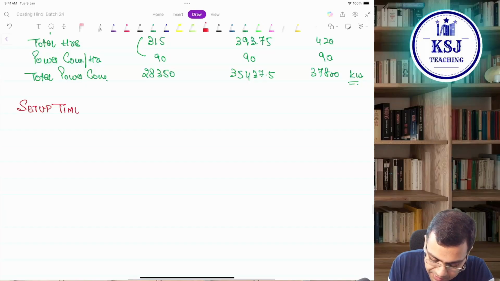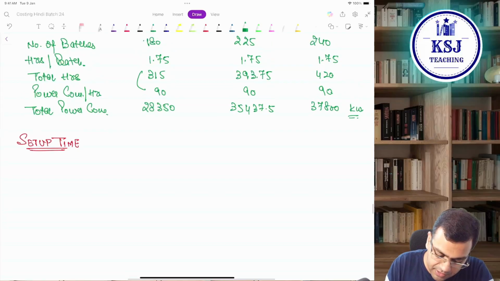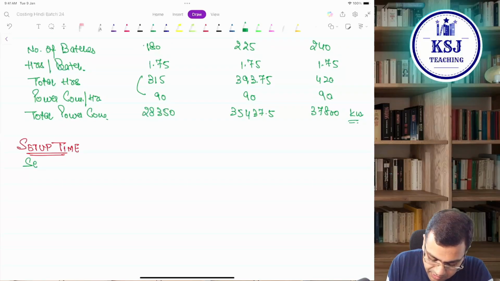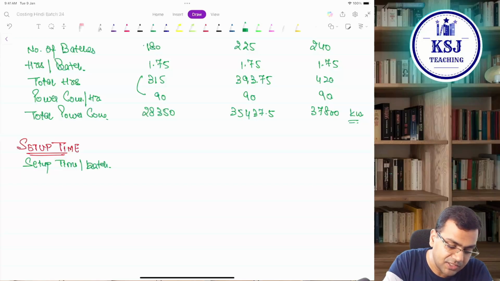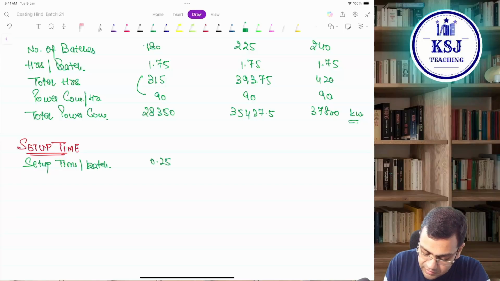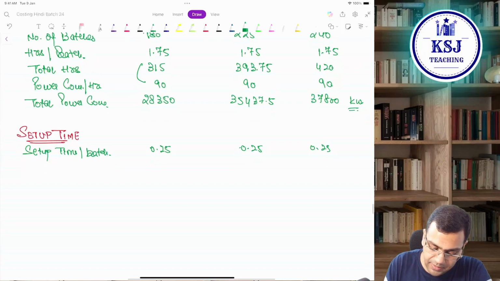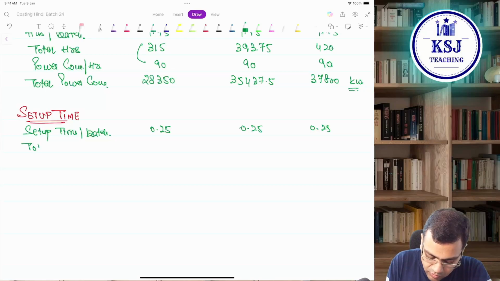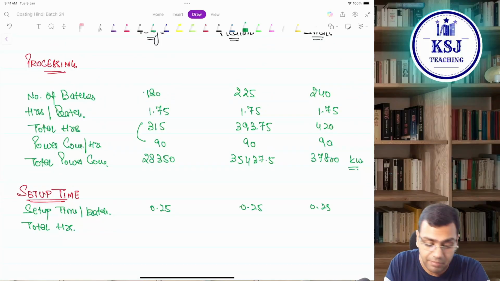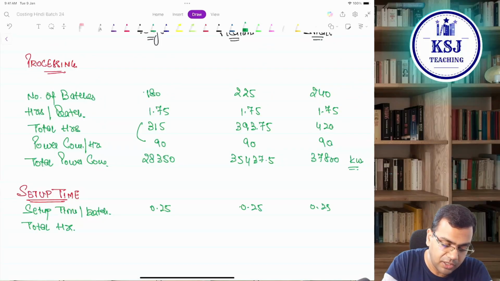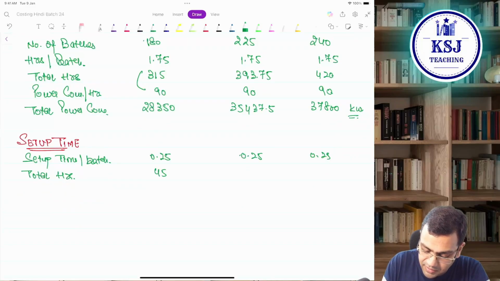Now setup time again dependent upon number of batches. What is the setup time per batch? Setup time per batch. It is 15 minutes. So 15 divided by 60 if you do, that comes to 0.25. Right? So what is the total hours? Total hours means per batch setup time multiplied by number of batches. So 180 multiplied by 0.25, that comes to 45. Second one comes to 56.25. Third one comes to 60, right?